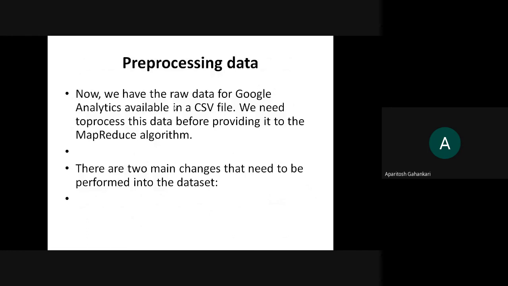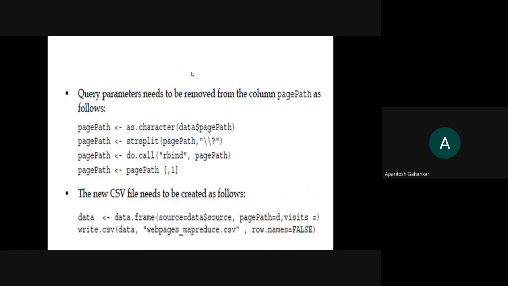There are two main changes that need to be done to the data set, and that is why this step is known as pre-processing of the data. We are going to manipulate and change the data, not use it as it is downloaded from Google Analytics, because the map reduce algorithm will require the data in a particular format. If and only if we provide the data in that format, then there are chances that the map reduce algorithm will solve our problem.